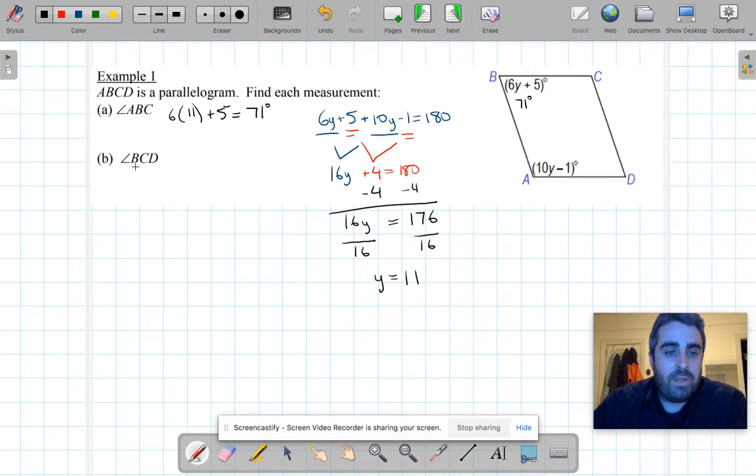We are also asked for the measure of angle BCD. So angle BCD is actually this one over here. We're not given an equation, but we know, based on the properties of a parallelogram, that angle B and angle C are supplementary. So we can simply say 180 minus 71 gives me the angle measure of C, which is 109 degrees. So that's how you would use it to solve for an angle measure given consecutive angles. Let's take a look at another problem.